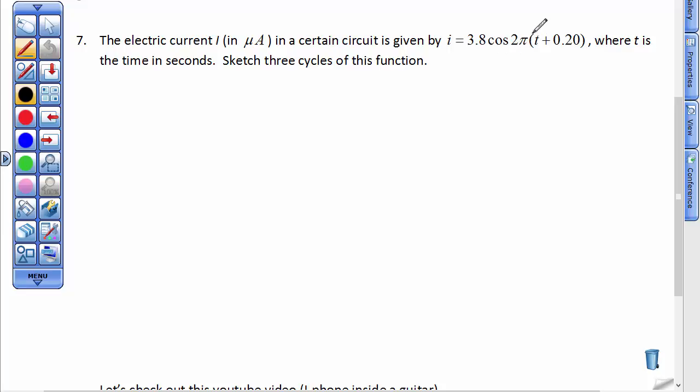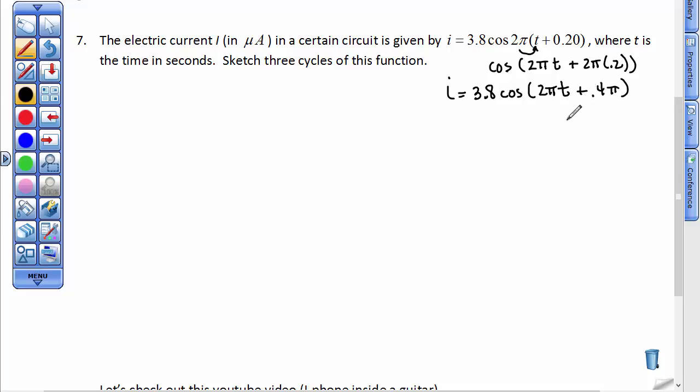But you see this 2 pi in front of the parentheses? That 2 pi belongs to this term and that term. So before I go anywhere, I need to distribute that. So I'm going to have the cosine. Now I'm going to open the parentheses, and 2 pi times t is 2 pi t, and then 2 pi times 0.2 is 0.4 pi. So finally I have I equals 3.8 times the cosine of 2 pi t plus 0.4 pi. So this equation is now ready for me to work on it.